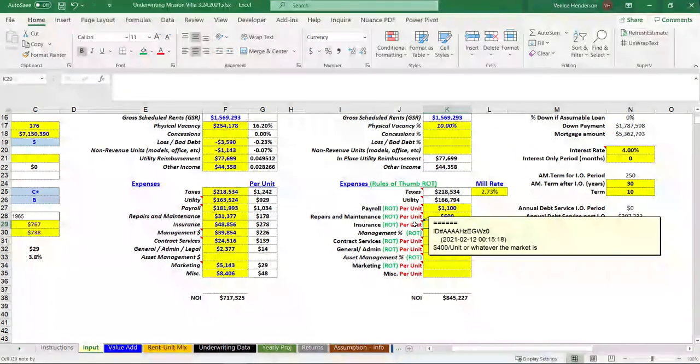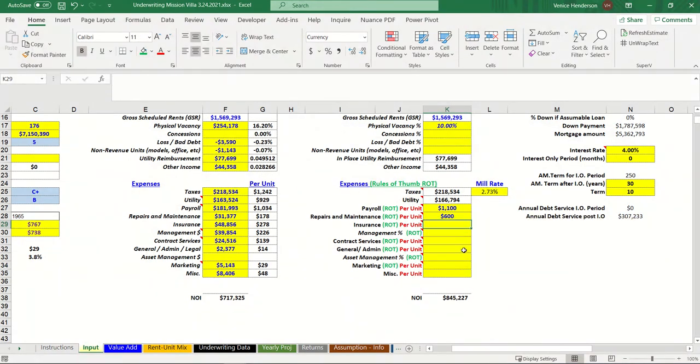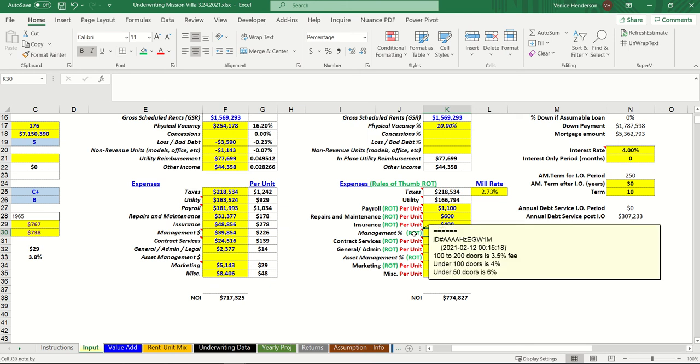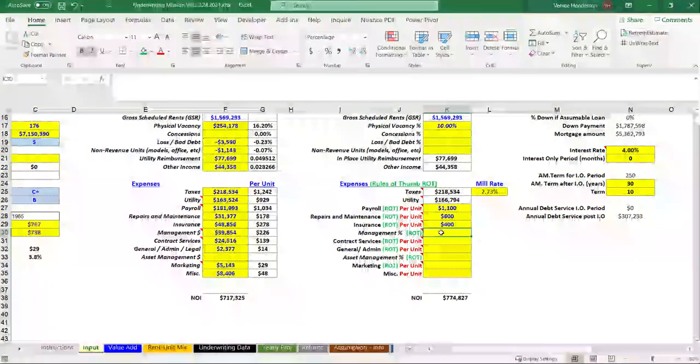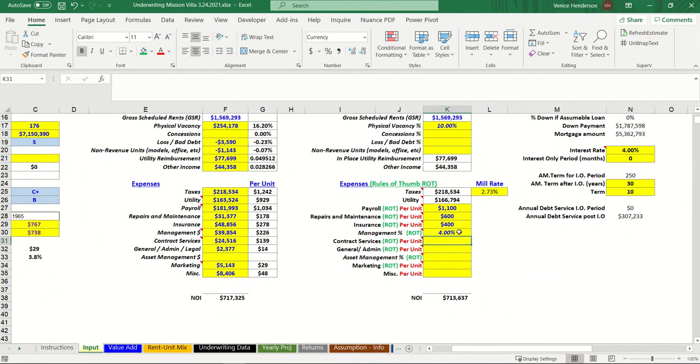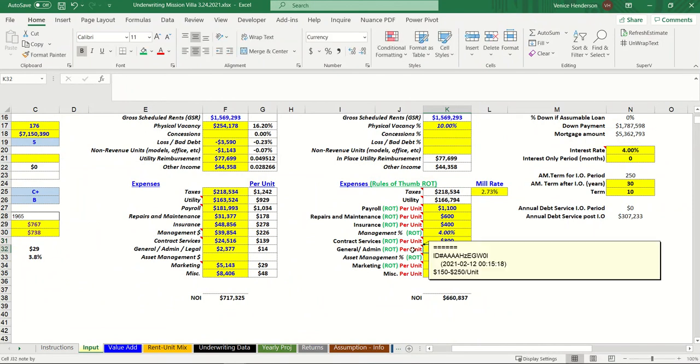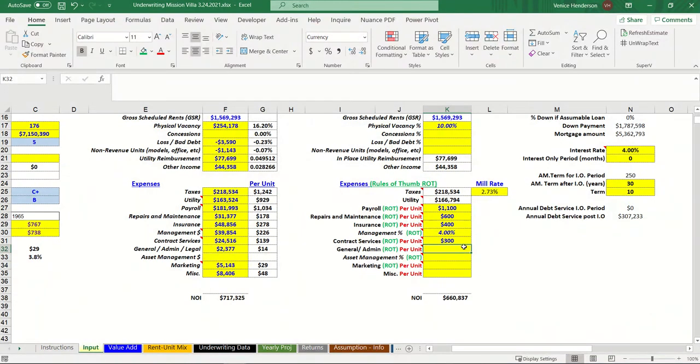So I am just hovering over. It's telling me what I think it should be. Either way, it's going to come in extremely higher than what this is offering. Our management should be 3.5%. I'm going to go ahead and do 4 because we want the best. 300, 150, 250. Did we just do 200?